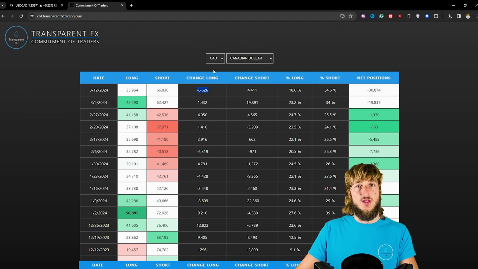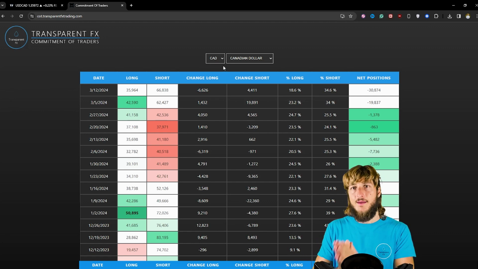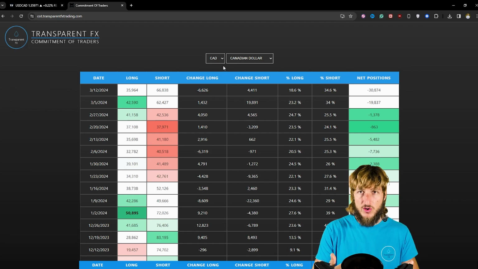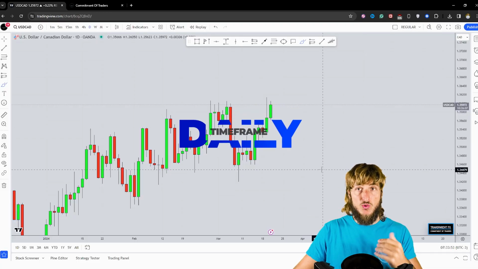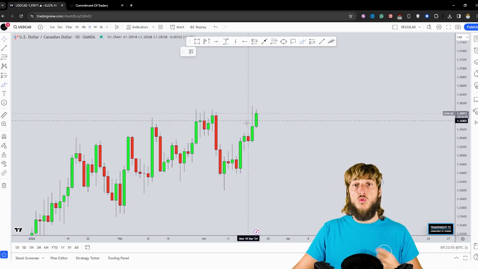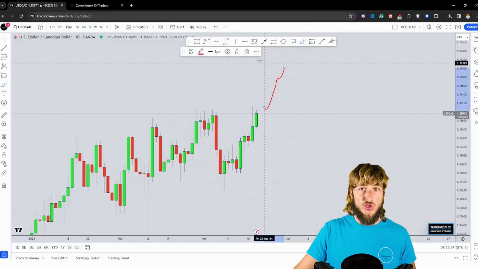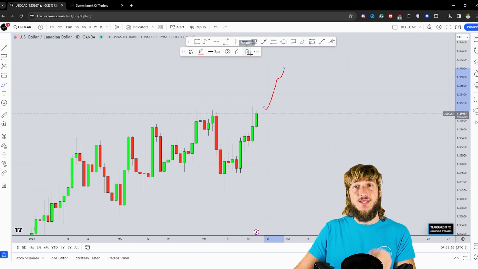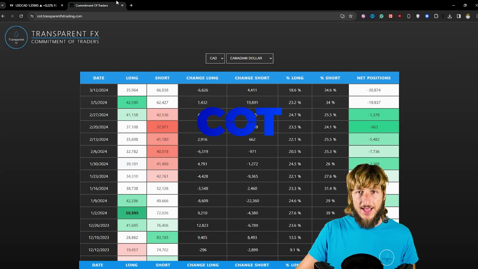Now, in a situation like this, it is clear how institutions are massively shorting the CAD. Institutions shorting the CAD make USDCAD stronger. So in a situation in which USDCAD is getting stronger, what we could expect is to see more bullish continuation fueled by this institutional shorting of the CAD.